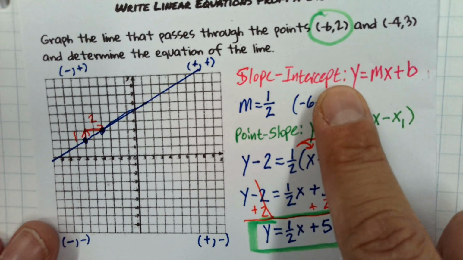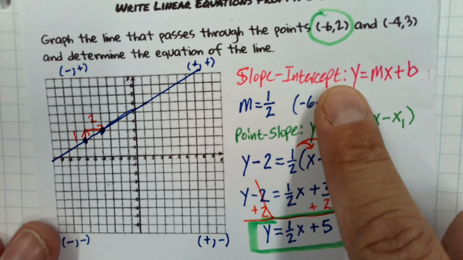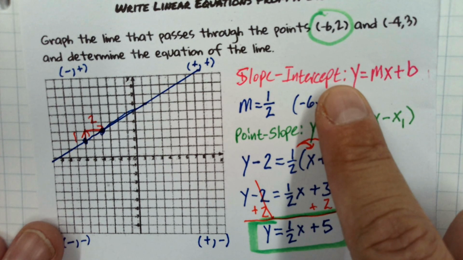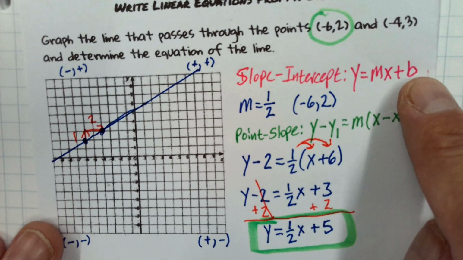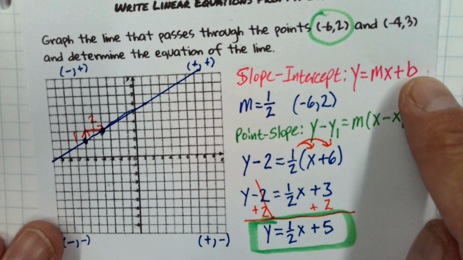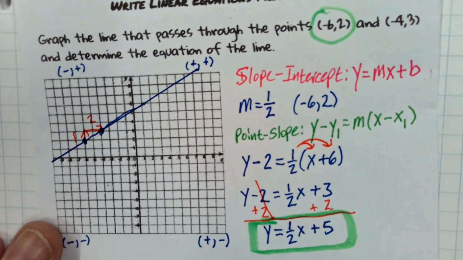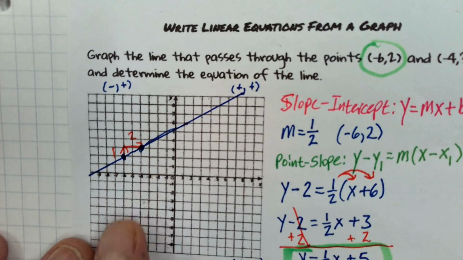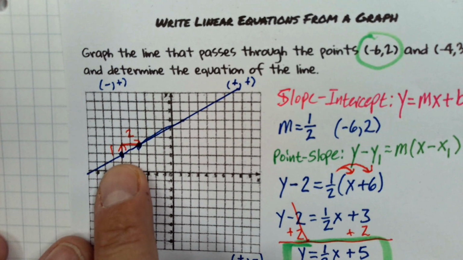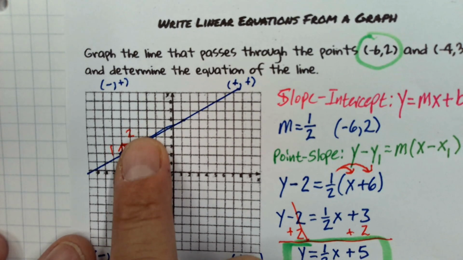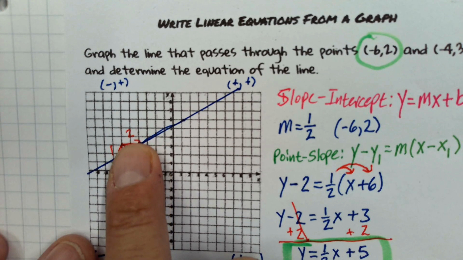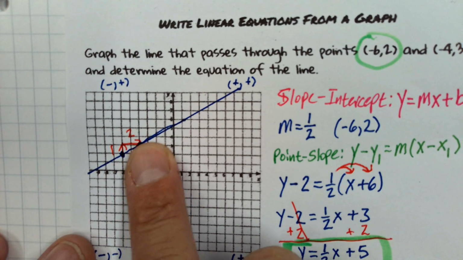What does the intercept part mean? Does anyone remember? Why is it called slope-intercept form? I'll give you a hint. What does that b represent? It's called the y-intercept. Why is it called the y-intercept? How does it relate back to the line? Think about that. Because the slope relates because it's the rise over run, right? How about the y-intercept? Where does this line cross the y-axis?